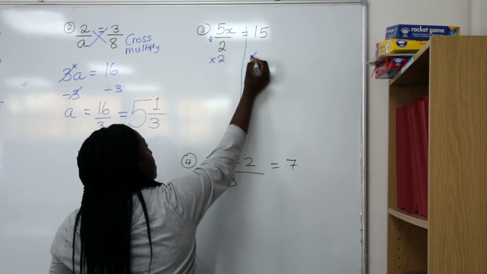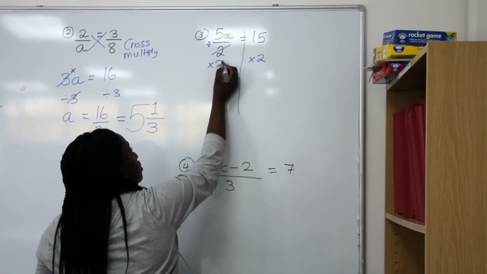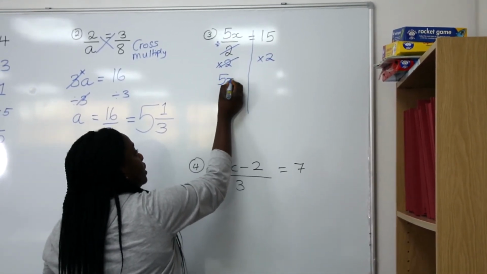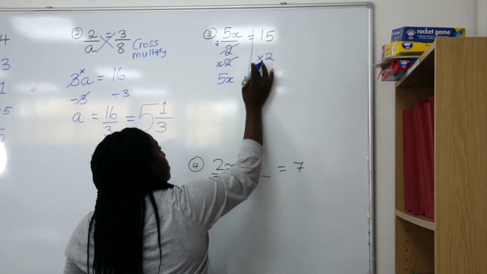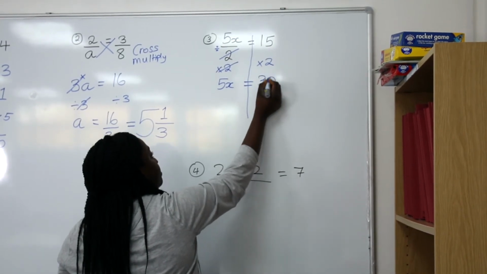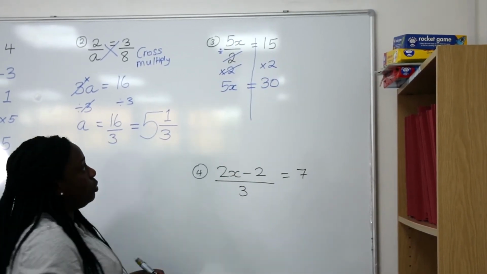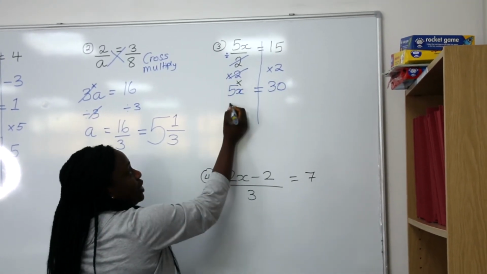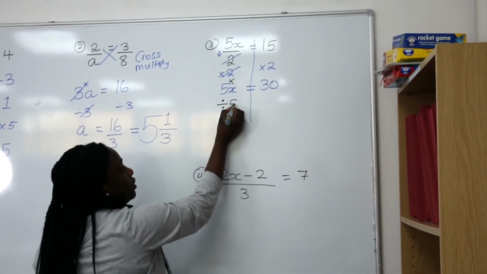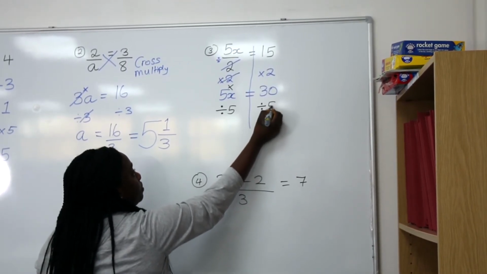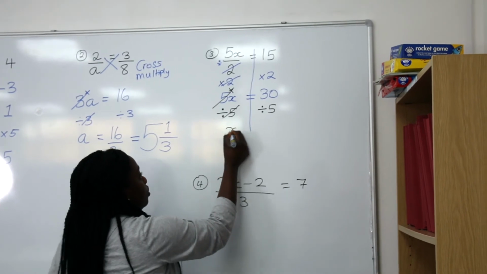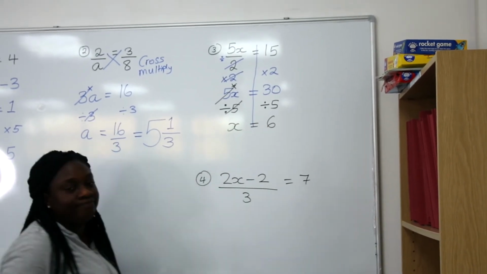What you do to one side, you do to the other. This 2 would cancel this 2 out. So we've got 5x left, equals 15 times 2, which is 30. Now we've got a kissing couple, 5 and x. Kissing means times. Opposite of times is divide both sides by 5. That cancels that out. So our x would equal 6.